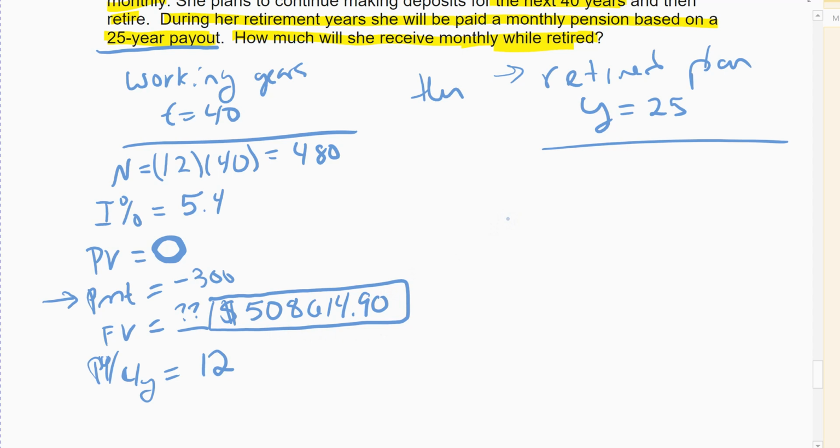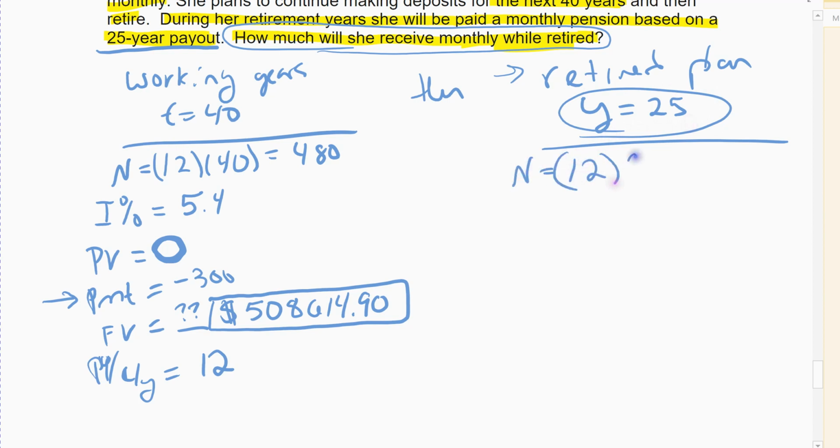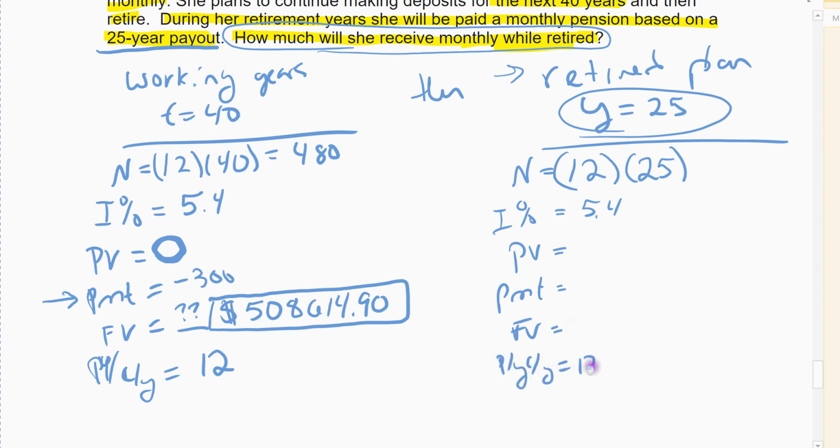All right, well, now we're going to do out the retirement plan, right? That's what we want to figure out. Basically, what can be her income from her pension once she's retired? That's what we want to figure out. All right, now we do have a different time period, so N is different. It's still compounded monthly, so it's still 12, but now it's 12 times 25. Her interest rate, though, is the same. That's still 5.4. Present value, payments, future value, and then again, these are still the same. That's still 12.